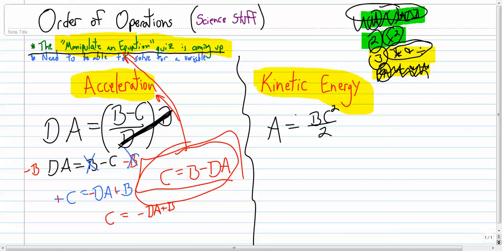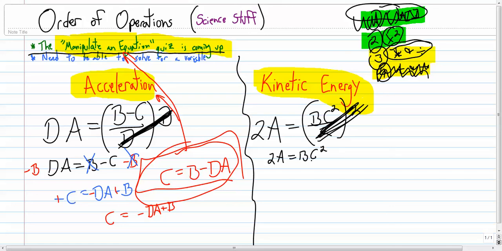So let's get started. I've got a divided by 2, so what I need to do is multiply this side by 2, or you could say 2 over 1 if you wanted to. When I multiply this side by 2, it cancels out. And you know that if you do it to one side, you've got to do it to both. So 2a equals bc squared.